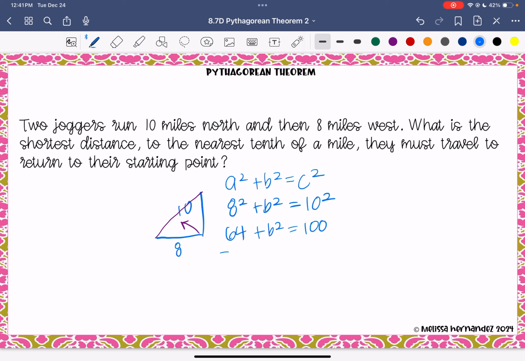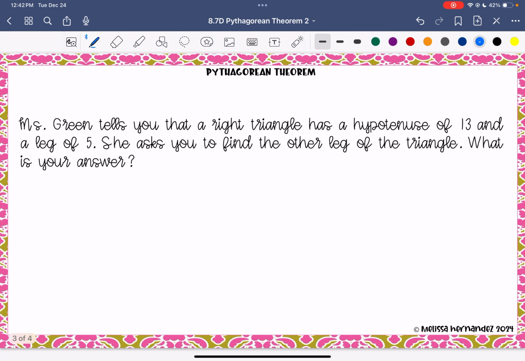Now I'll solve it like a one-step equation. Minus 64, minus 64. Now the square root of 36 is 6. So it'd be 6 miles. That one was pretty easy. Didn't even need a calculator. Every time you do Pythagorean theorem, 9 times out of 10, it's going to say round to the 10th place. All right, so let's go to the next one.